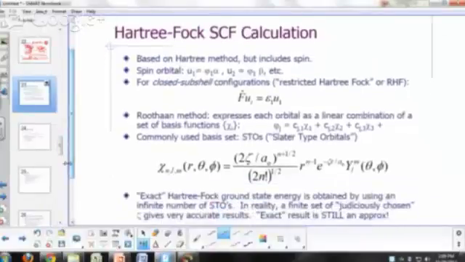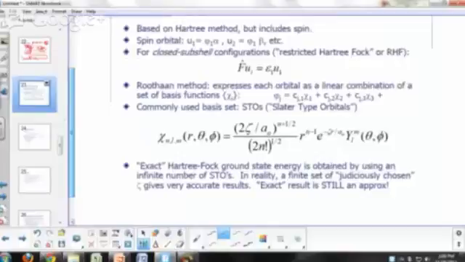Now, in the Hartree Fock SCF calculation, it's basically the same idea, except that in the Hartree Fock calculation, you have to take into account spin. This is the equivalent expression that you use in the Hartree Fock calculation. We're not going to go into detail as far as this is concerned, but the whole idea here is you guess what your function, your orbitals are to begin with, and then you just continually improve it.